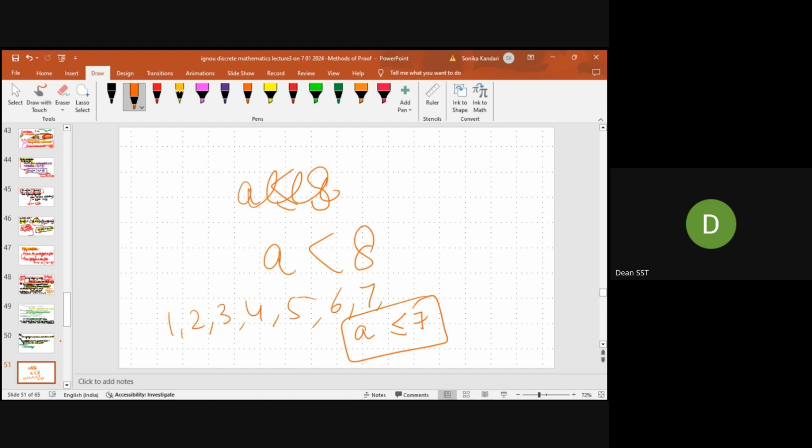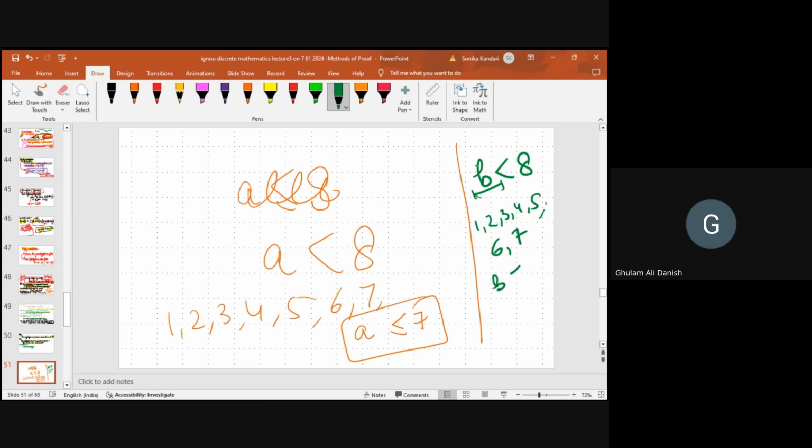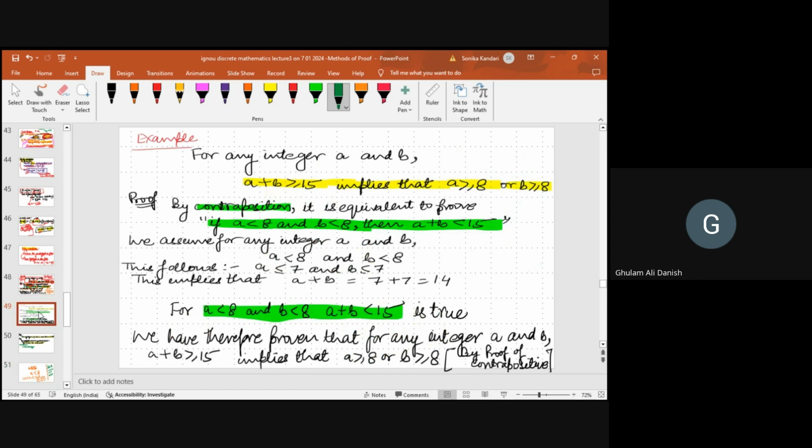Is it clear, class? Yes, ma'am. If I write B is less than 8, what will be the values of B? 1, 2, 3, 4, 5, 6, 7. So we will say B is less than or equal to 7. Is it clear? Yes, ma'am.